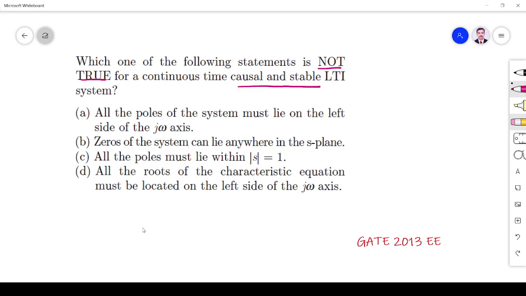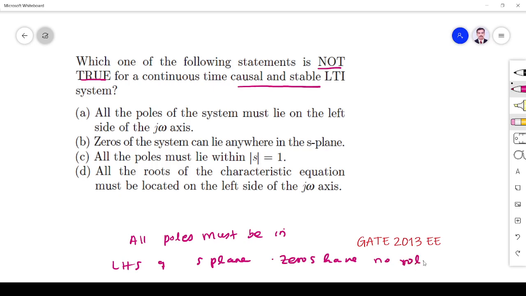For a system to be causal and stable, all poles must be in the left hand side of the S plane, right? So zeros have no role, right? So that is the condition for causal and stable. So the S plane will be like this. Real part is sigma, imaginary part is j omega. That is real S. This one is imaginary S. So poles must be in the left hand side.